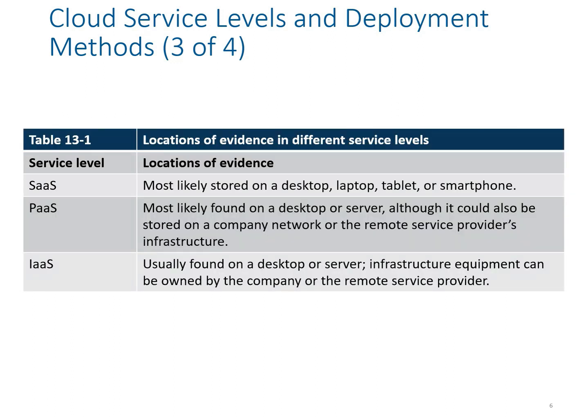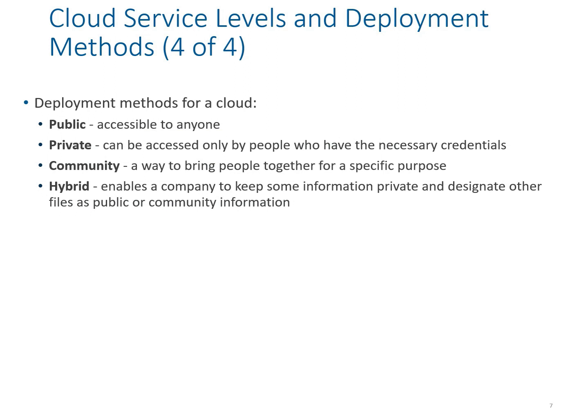Now they are just explaining the same things again, the locations of the evidence in different levels of services. For example, software as a service, most likely stored on desktops, laptops, tablets or smartphones, etc. So you can access them through that. Platform as a service, most likely found on the desktop or servers, although it could also be stored on a company network or a remote service provider. Infrastructure as a service, usually found on desktop servers, infrastructure, equipment, can be owned by the company or by the remote service provider.